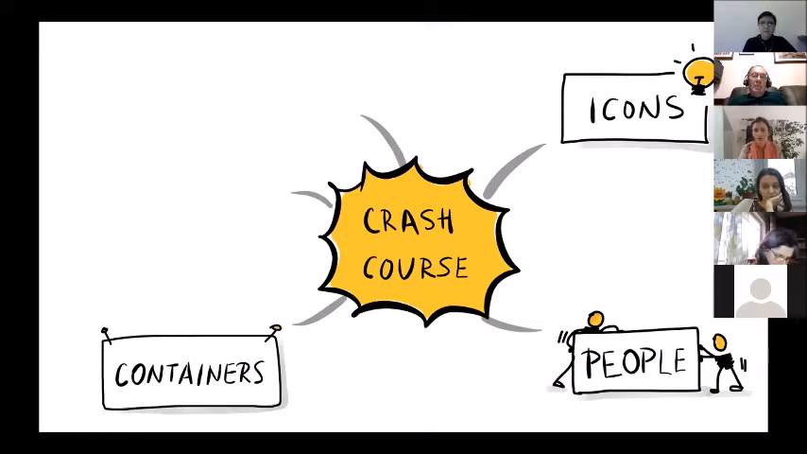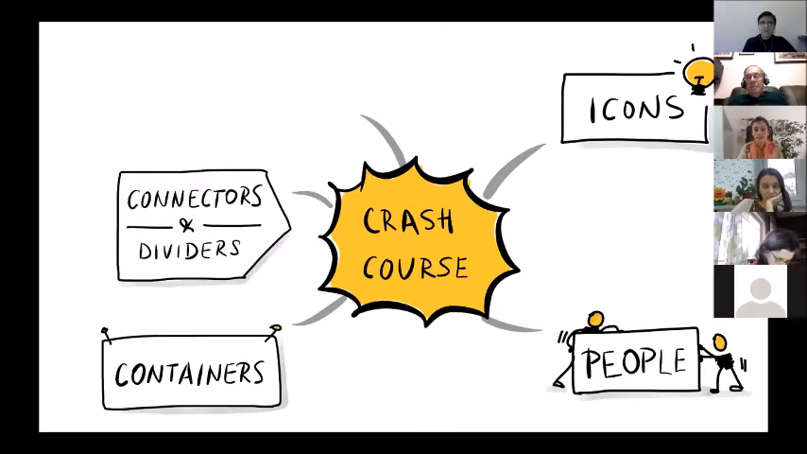And this we're also going to experiment with right now. We also need connectors and dividers. Connectors are, for instance, arrows or lines which connect different icons. Dividers are lines which separate meanings. Okay? If you have any questions, just ask.